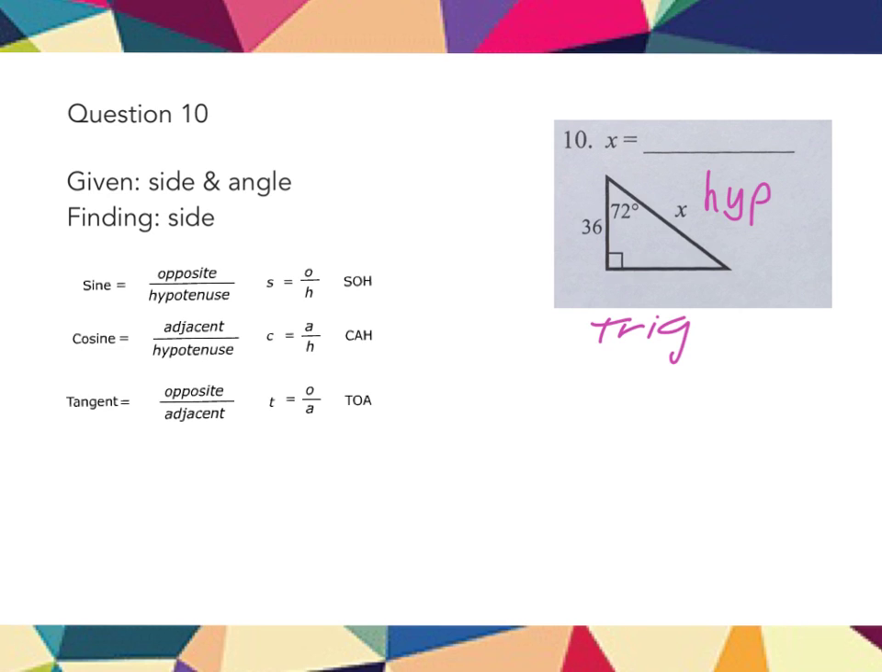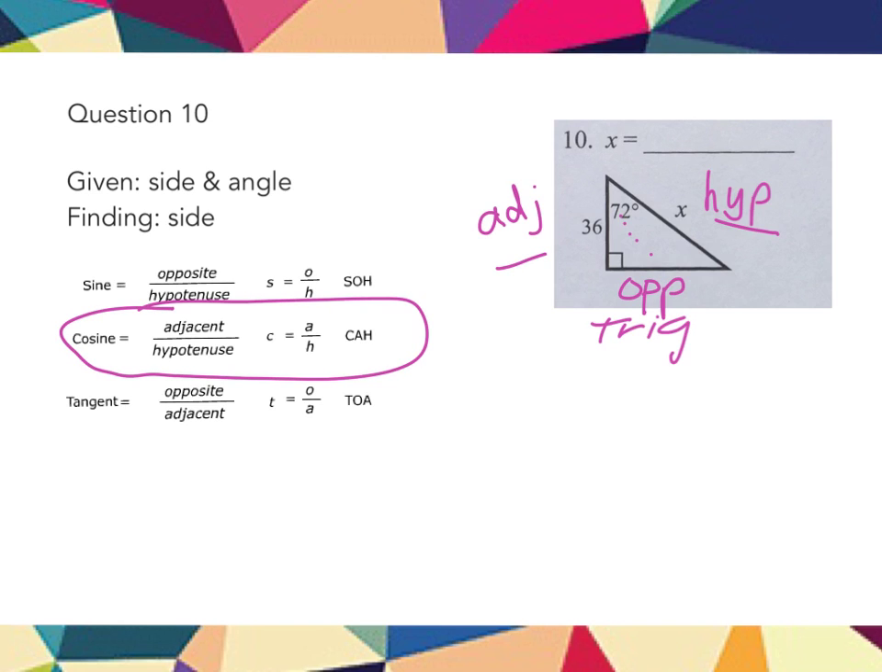The opposite side of this 72-degree angle will be this side that doesn't share a vertex with the angle, and the adjacent side, 36, does share a vertex. Since we have information about our adjacent side and we're solving for the hypotenuse, we're going to use cosine, because cosine uses the ratio of adjacent to hypotenuse. So let's set up our trig statement. We could say that the cosine of 72 degrees is equal to the ratio of the adjacent over the hypotenuse, so 36 over x.